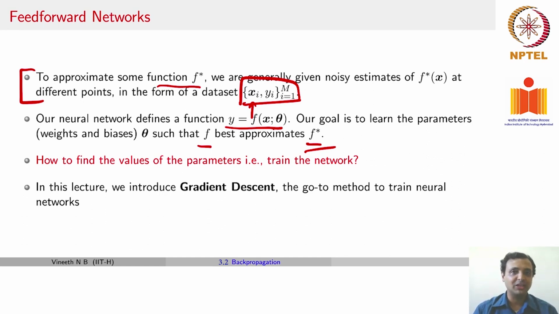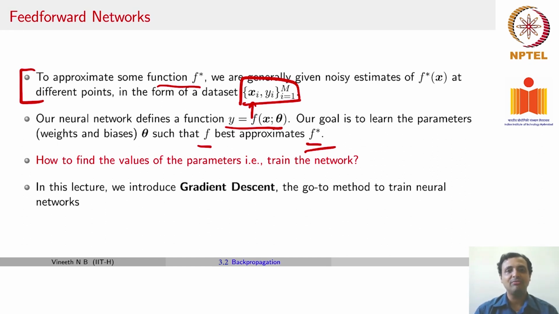If you knew what f star was, if that was given to you, you actually don't need machine learning. When a new data point comes in, you simply apply f star on it and you will get the label that you need. In machine learning, we are only given those noisy instances of f star, but we do not know what f star is. That's what defines the field of machine learning itself. And our goal is to use the neural network to best approximate f star.